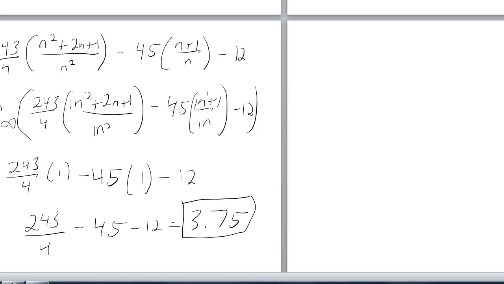And there it is. So it is slightly above 0, just slightly, 3 3/4, which means there is a little bit more area above the x-axis than there is below the x-axis, but not by much.